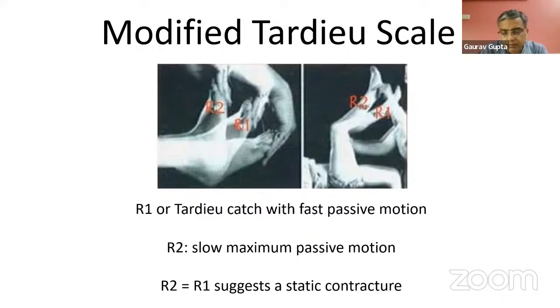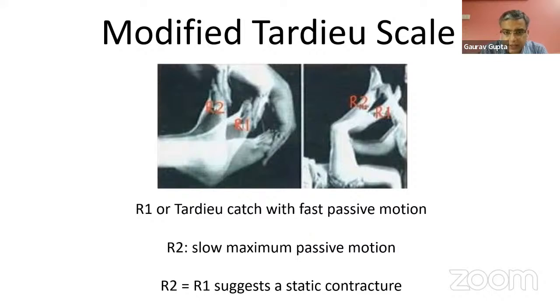So our R1 is minus 10, and then we slowly, maximally do passive motion and we are able to reach plus 10. So from minus 10 to plus 10, R2 is plus 10, and the difference between both of them is 20. So our R2 minus R1 is 20, which tells us that it's a dynamic contracture, or it has a lot of movement available.